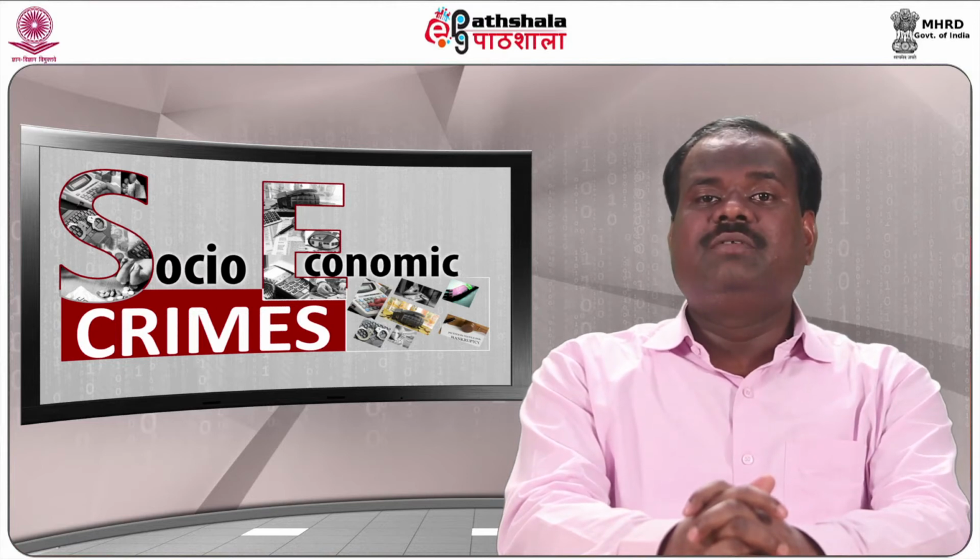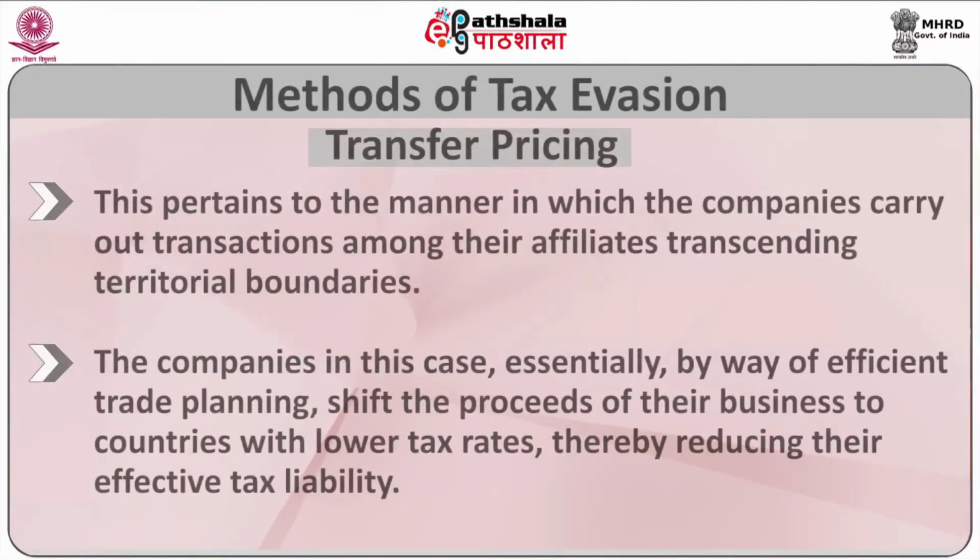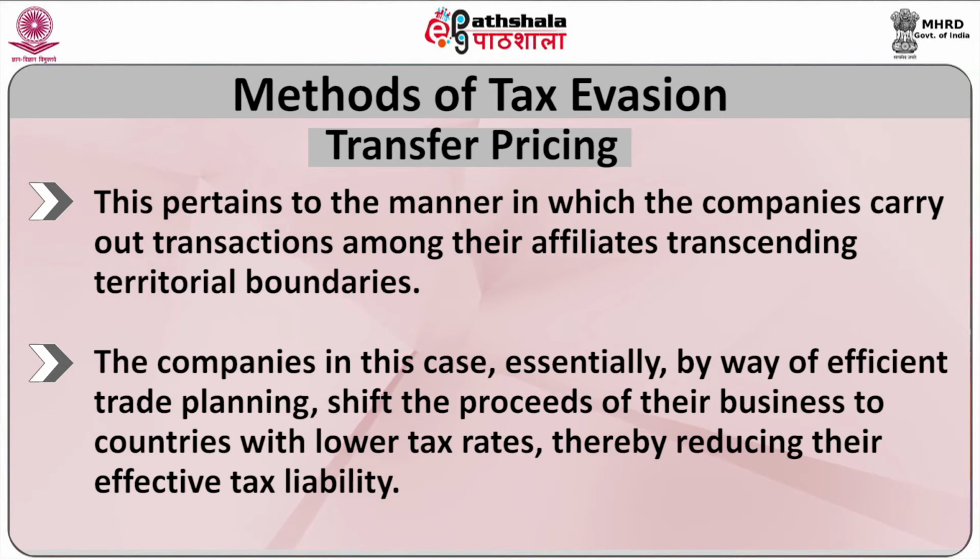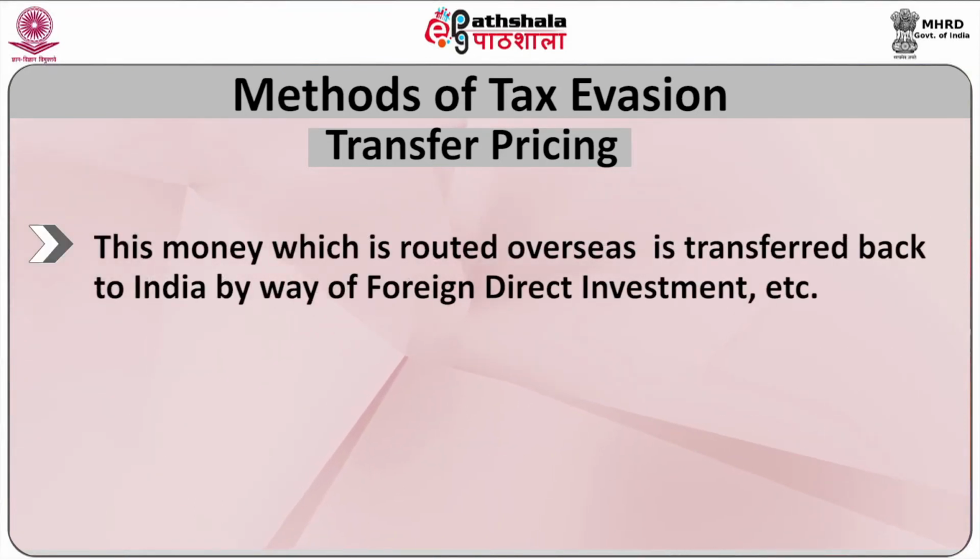Transfer pricing. Apart from manipulating accounts, another method of reducing tax liability is by way of transfer pricing. This pertains to the manner in which companies carry out transactions among their affiliates transcending territorial boundaries. The companies in this case, essentially by way of efficient trade planning, shift the proceeds of their business to countries with lower tax rates, thereby reducing their effective tax liability. This money which is routed overseas is transferred back to India by way of foreign direct investment, etc.